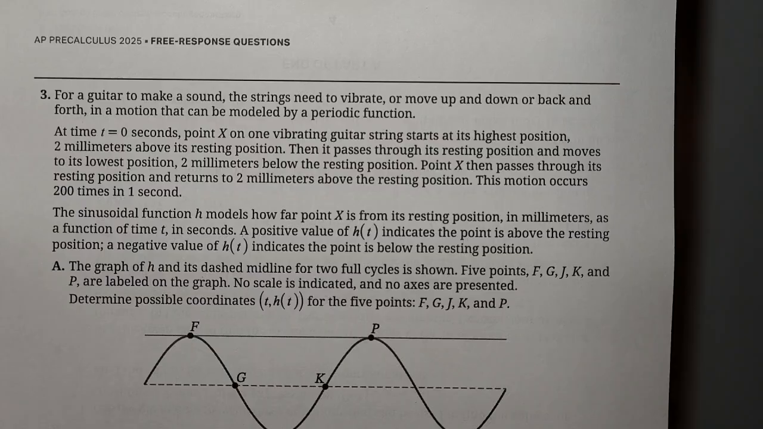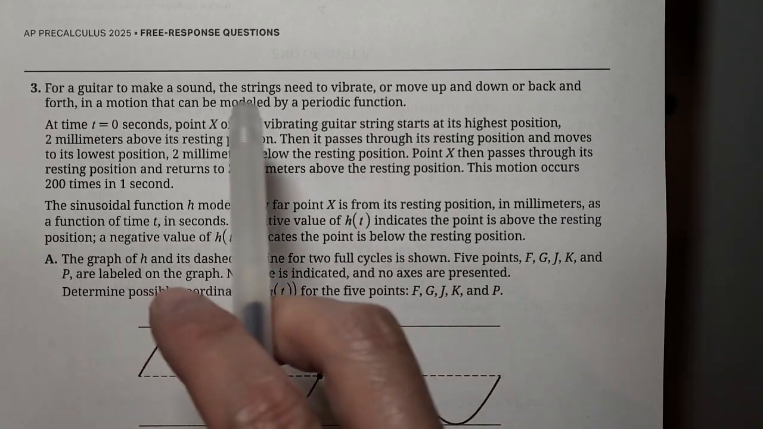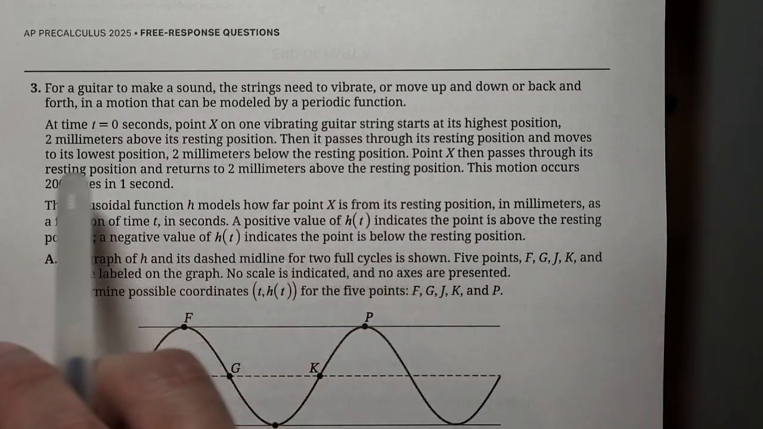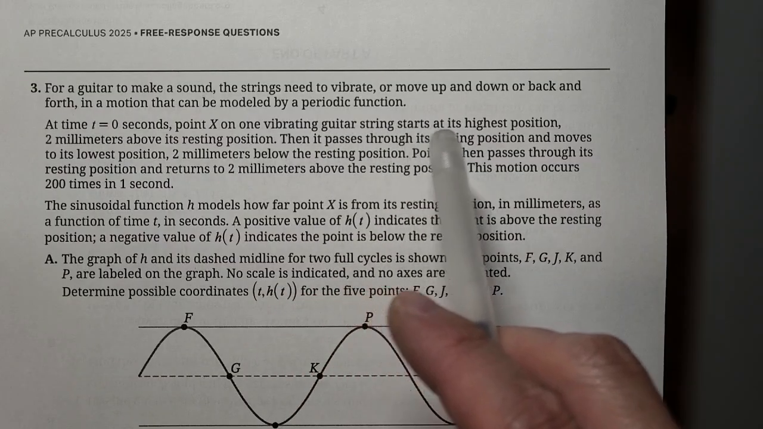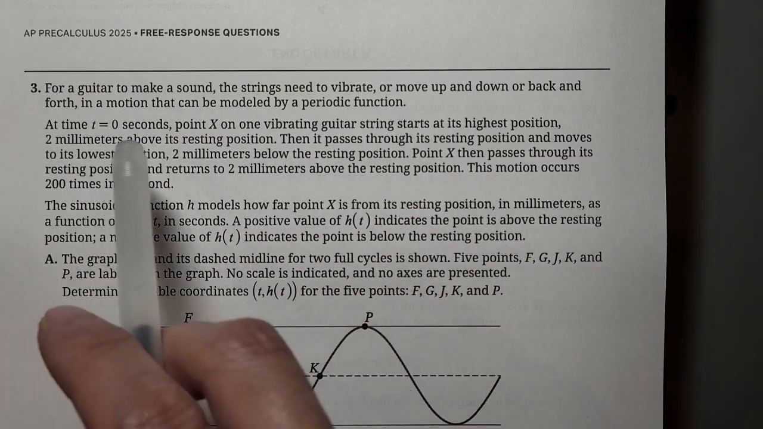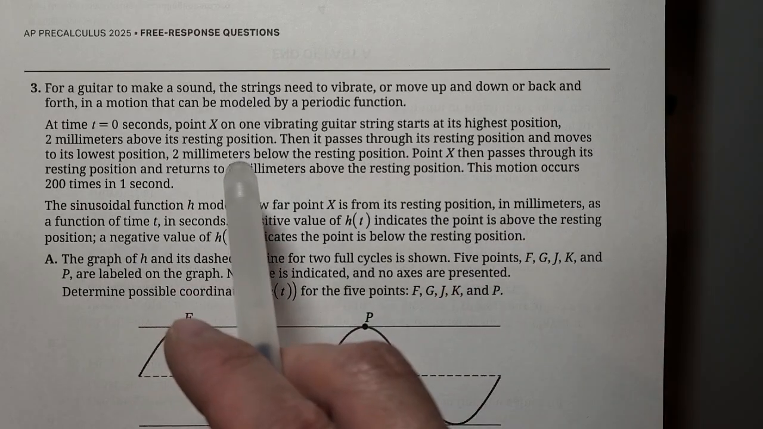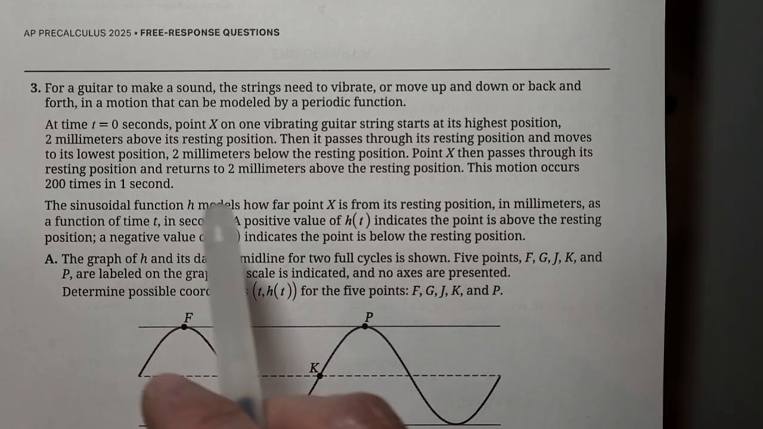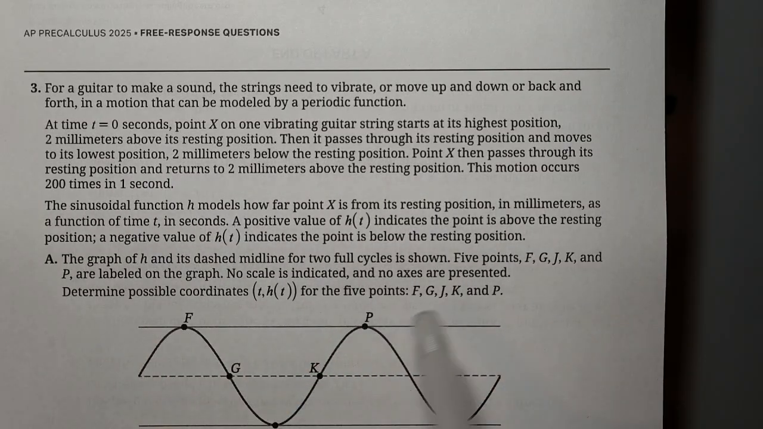All right, here's how I would approach this problem. This is saying for a guitar to make a sound, strings need to vibrate, move up and down, and it can be modeled by a periodic function. At time t equals 0, point x on one vibrating guitar string starts at its highest position, 2 millimeters above its resting position. Then it passes through its resting position and moves to its lowest position, 2 millimeters below the resting. Point x then passes through its resting position and returns 2 millimeters above. The motion occurs 200 times in 1 second. So that's what's happening here.